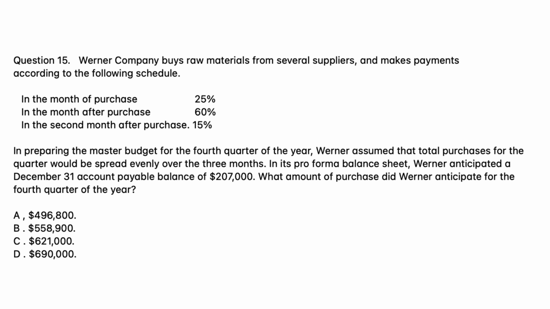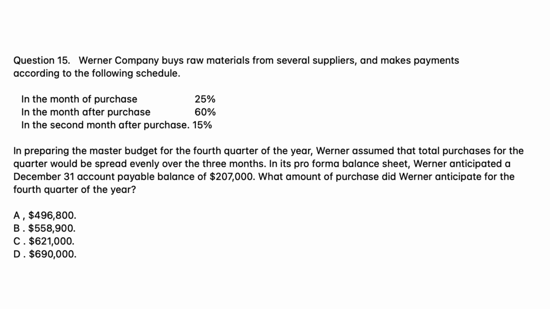In preparing the master budget for the fourth quarter of the year, Werner assumed that total purchases for the quarter would be spread evenly over the 3 months. In its pro forma balance sheet, Werner anticipated a December 31st account payable balance of $207,000. What amount of purchase did Werner anticipate for the fourth quarter of the year?